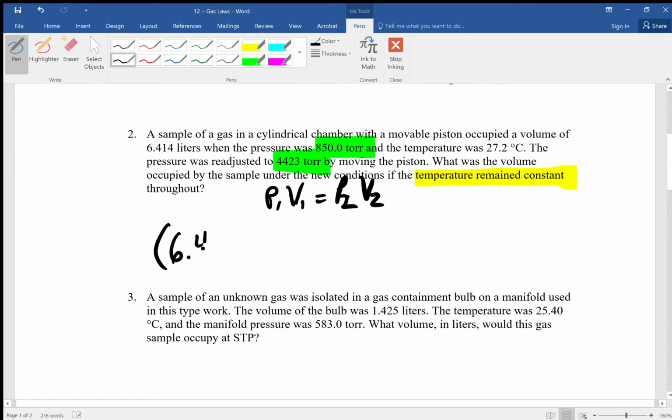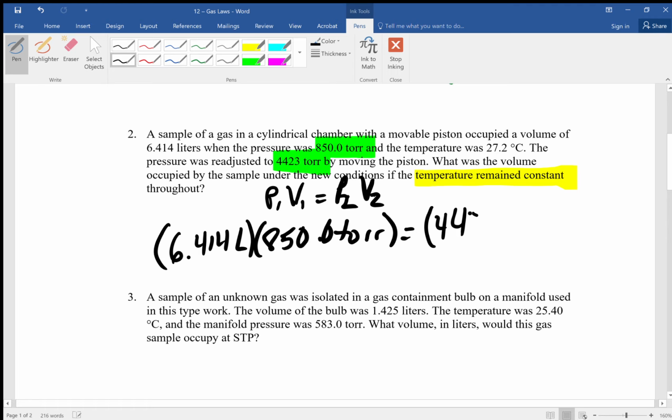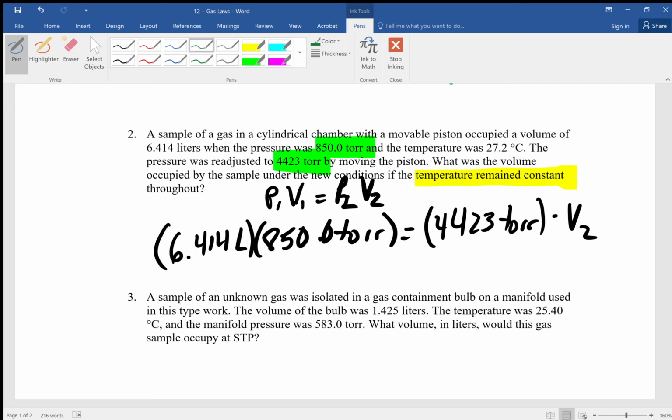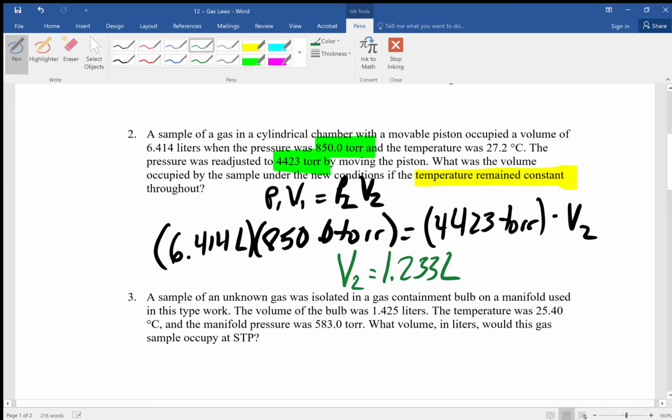So 6.414 liters times 850 torr is equal to the new pressure, 4423 torr times V2. Given that our pressure is going up, and up fairly significantly, we know our volume should therefore be going down. And if we solve for V2, we get 1.233 liters.